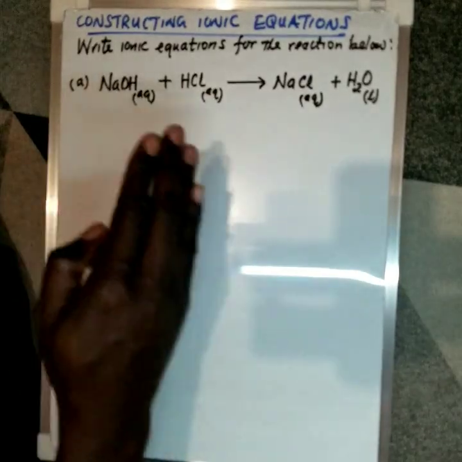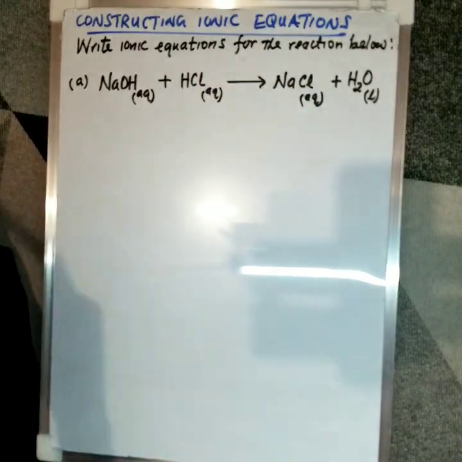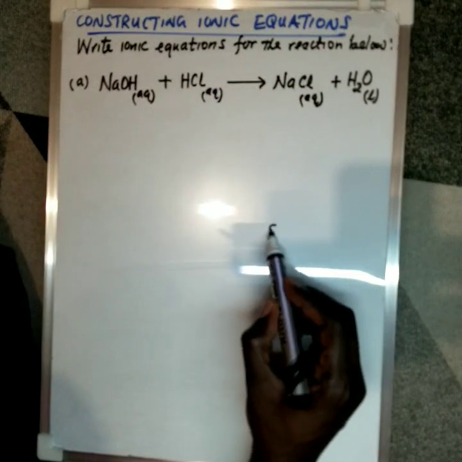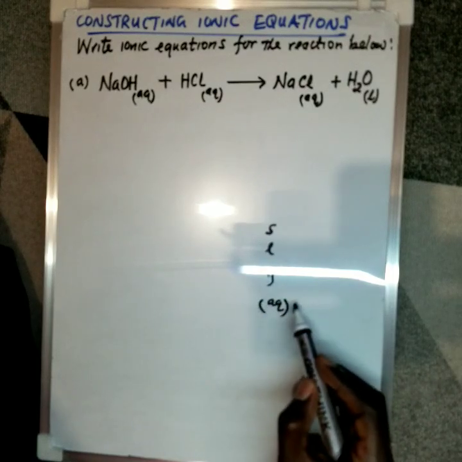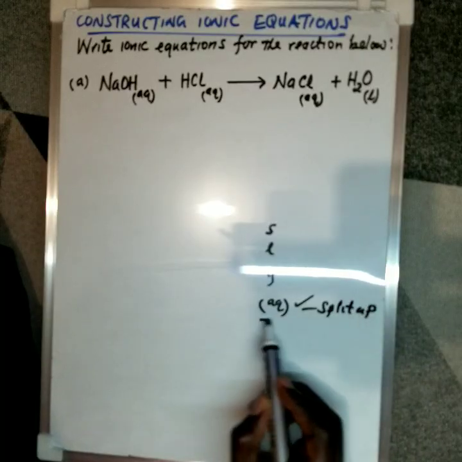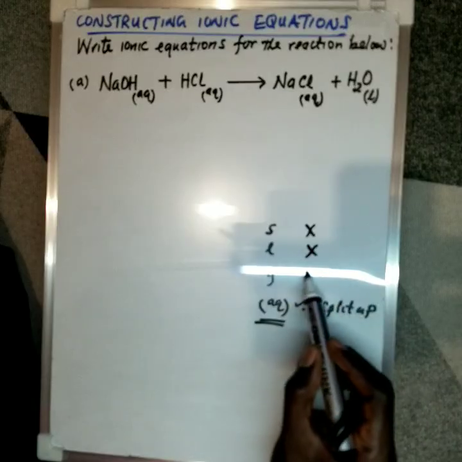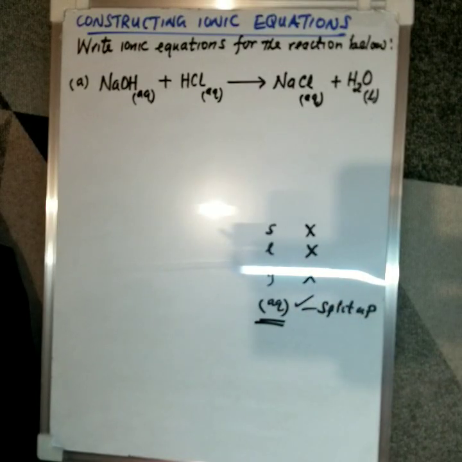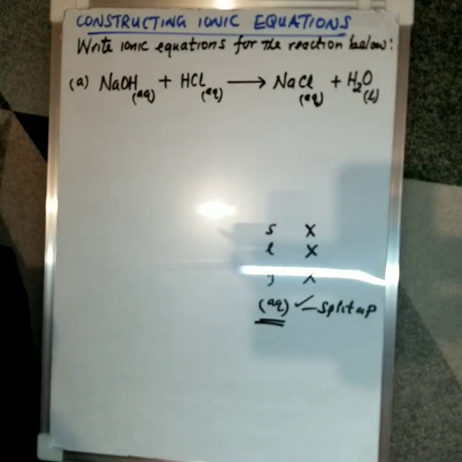Now when you're writing or constructing an ionic equation, like the question says, write ionic equations for the reactions below. What we do, if you have solid, liquid, gas, and you have something in aqueous, you split up only those that are in aqueous. If it is in gaseous form, we do not split. Liquid form, we do not split. Gaseous form, we do not split. We just leave them the way they are. But anything that is in aqueous, you need to split it up into its respective ions.